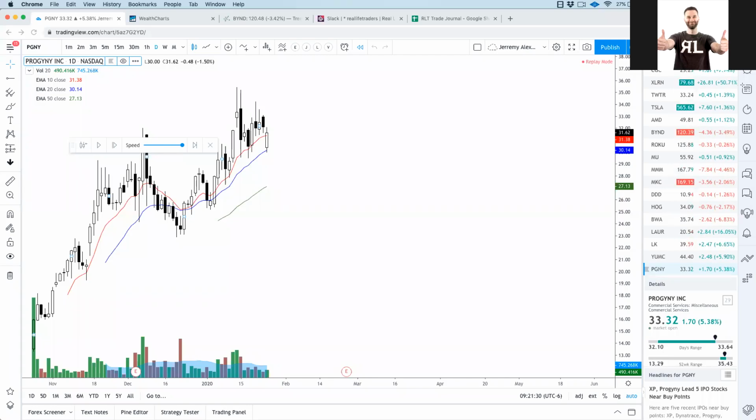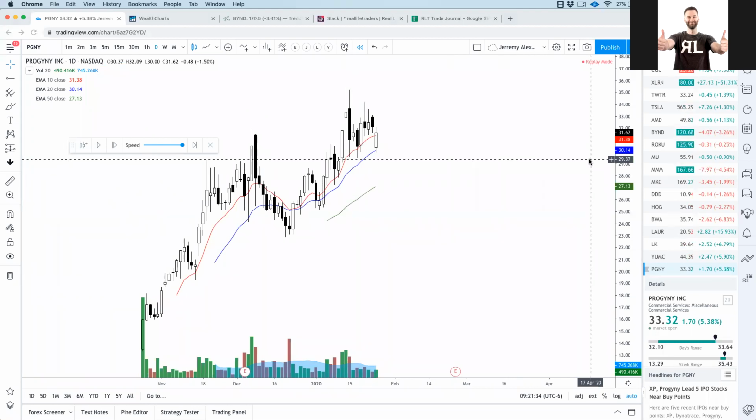And what we're going to do now is look at how to play a continuation gap. This is just a really good example. We're also going to look at Twitter after we look at this example. So we're going to look at both Progeny and Twitter. So this is yesterday's candle.